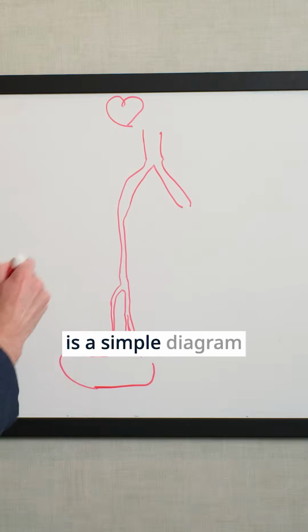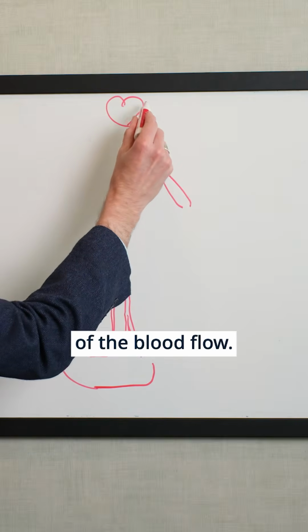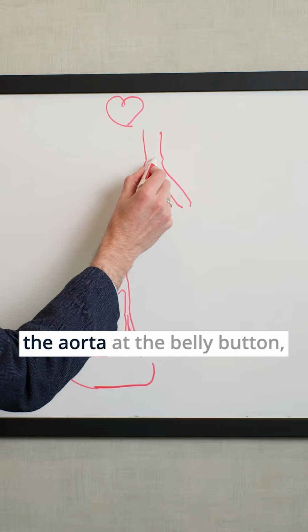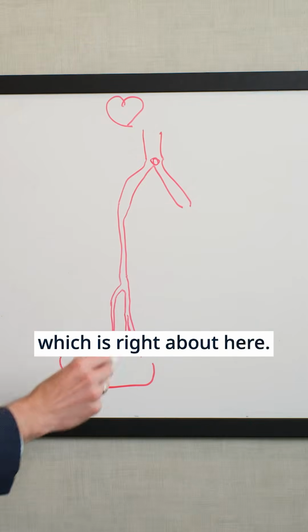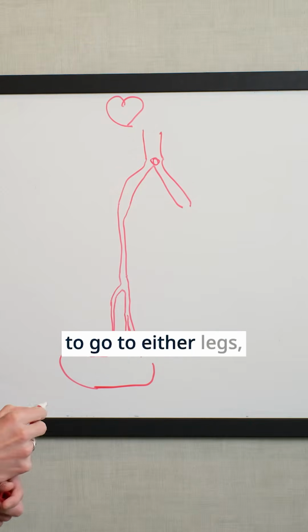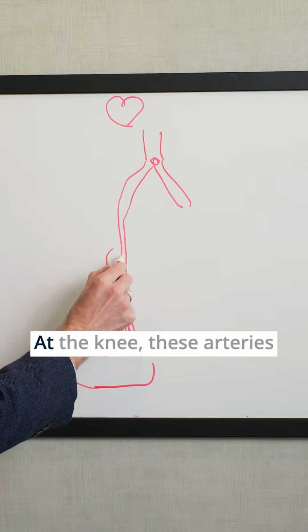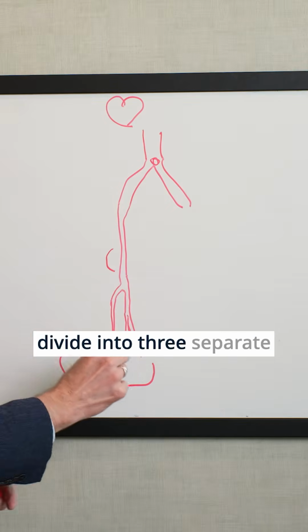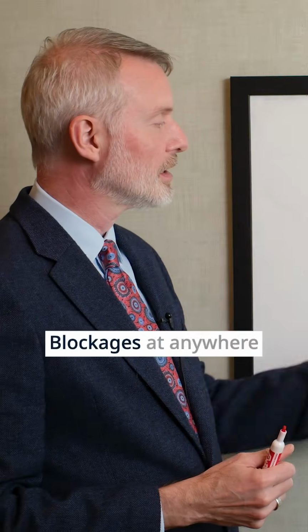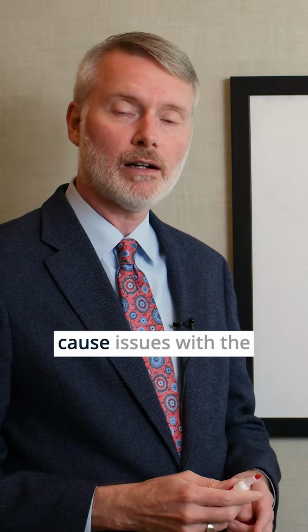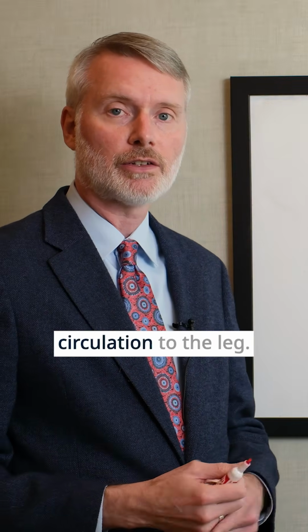What I've drawn here is a simple diagram of the blood flow. It comes down what's called the aorta. At the belly button, which is right about here, the arteries divide to go to either leg, going down the groin. At the knee, these arteries divide into 3 separate arteries to go to the foot. Blockages anywhere along this course can cause issues with the circulation to the leg.